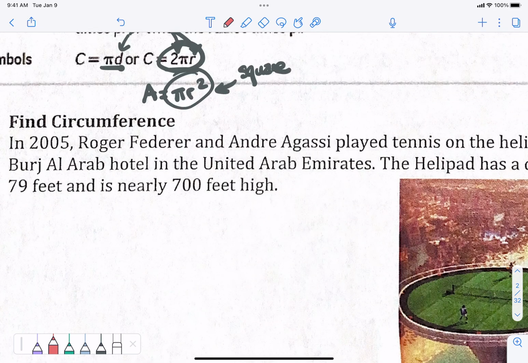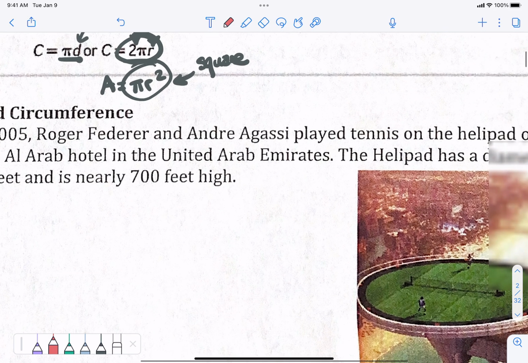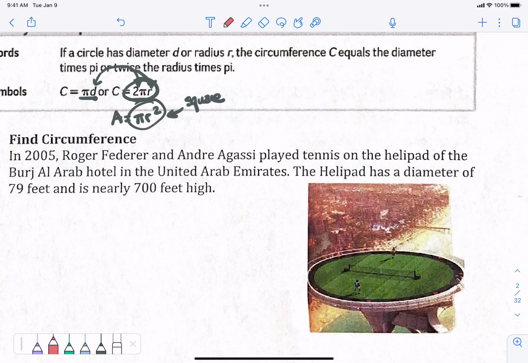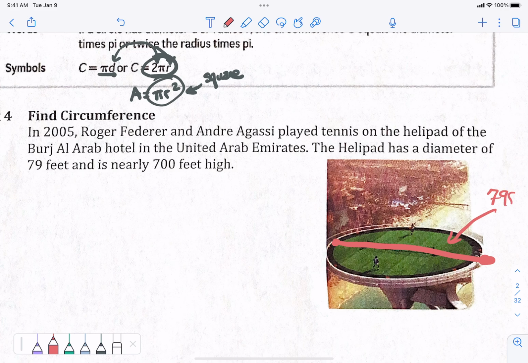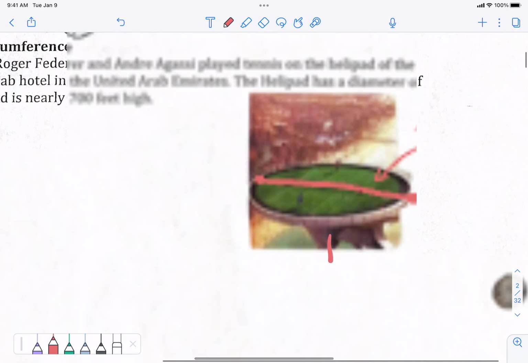In 2005, Roger Federer and Andre Agassi played tennis on the helipad of the Burj Al Arab Hotel in the United Arab Emirates. The helipad has a diameter of 79 feet. I'm going to go across from one end to the other. I'm going to say that's 79 feet. And this helipad is 700 feet high in the air.